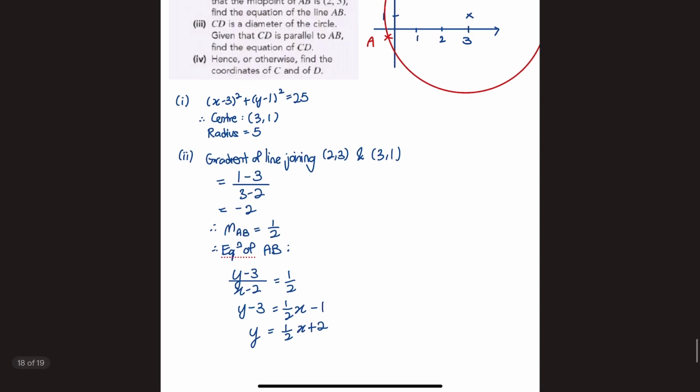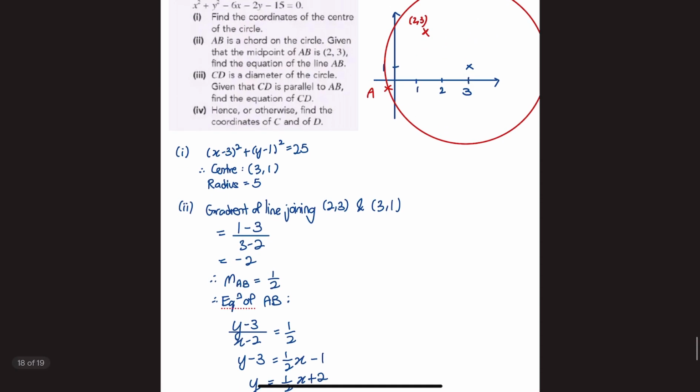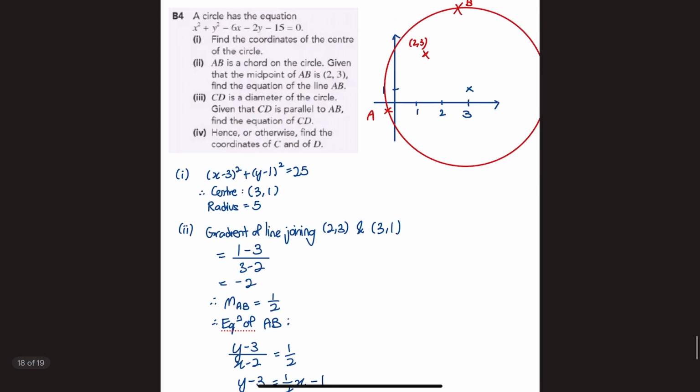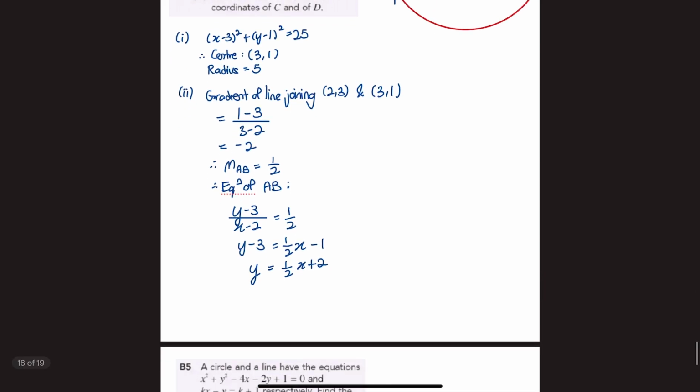This is for part 2. Now let's look at part 3. CD is the diameter of the circle. So CD is probably a line like this, and they say that CD is parallel to AB. So this means that I know the equation of line AB now.